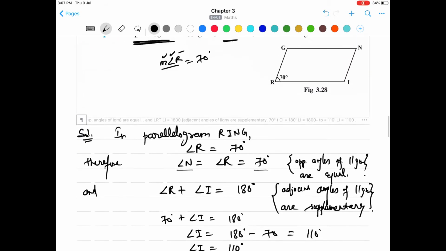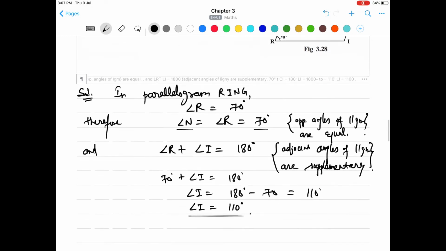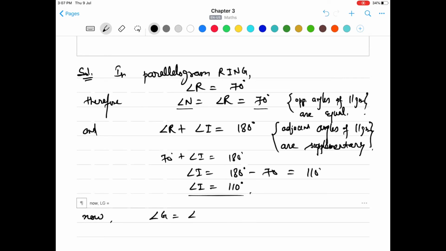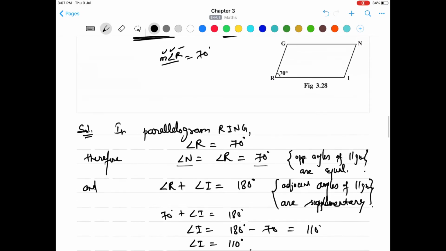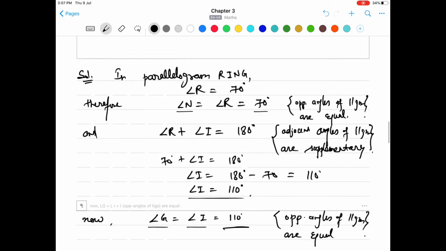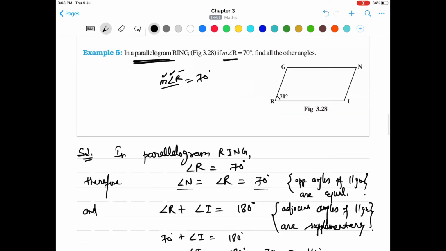Then we have to find the remaining angle, which is angle G. Now angle G will be equal to angle I, which is 110 degrees, because opposite angles of a parallelogram are equal. So angle I is opposite to angle G, therefore the value of angle G will be equal to 110 degrees. So that's the solution of example number 5.